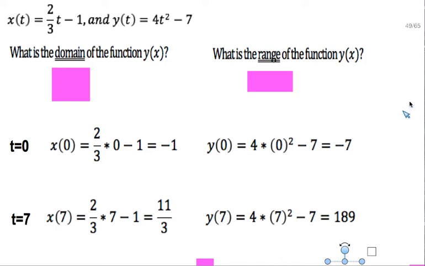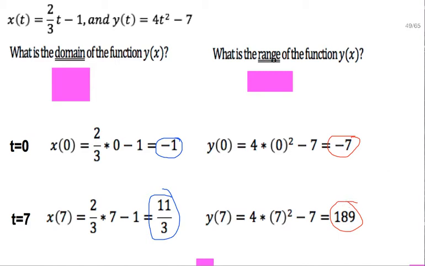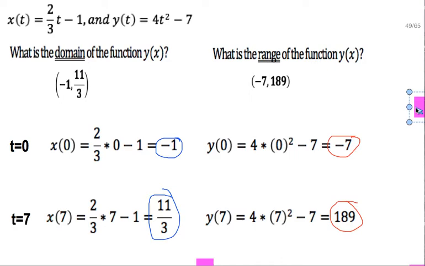Okay, now to figure out which controls the domain and which is the range. So this number is going to be the beginning of my domain. This is going to be the end of my domain. This number is going to be the beginning of my range. This is the end of my range. So your domain ends up being negative 1, comma 11 over 3. And then the range is negative 7, comma 189.